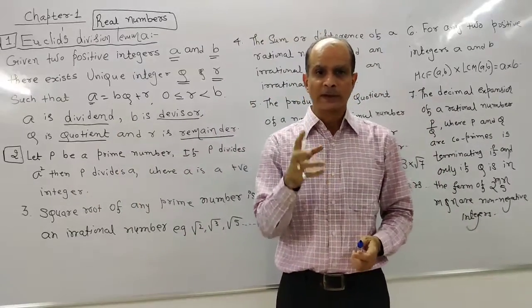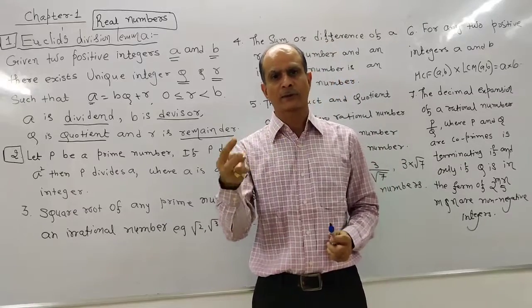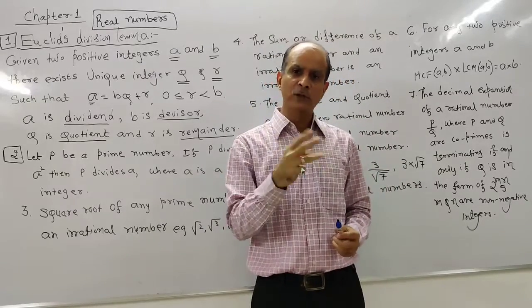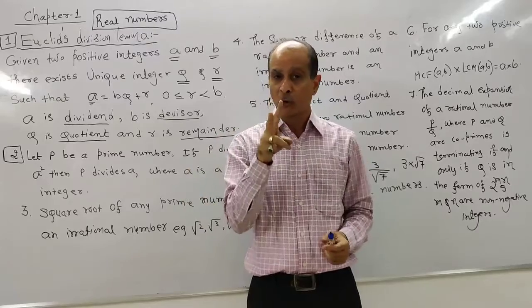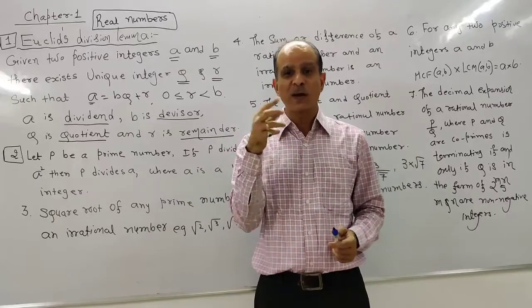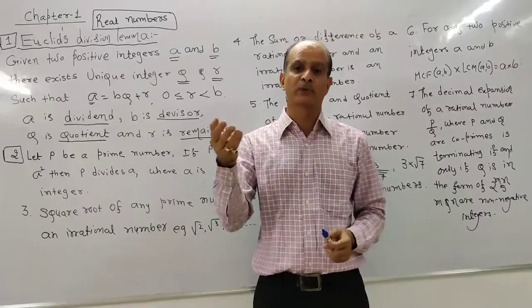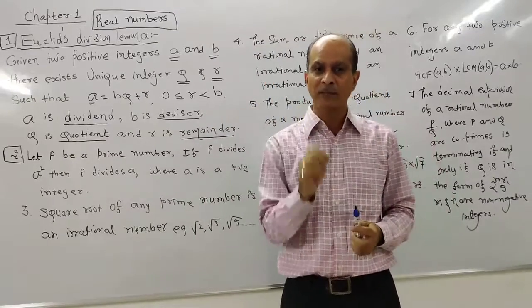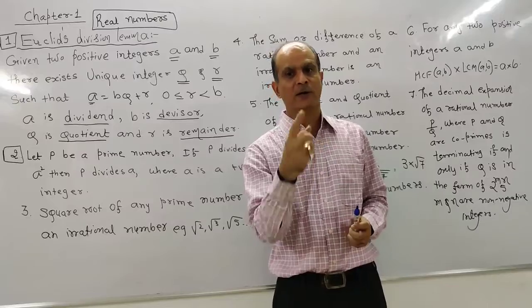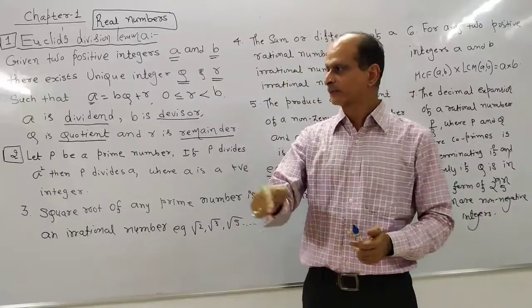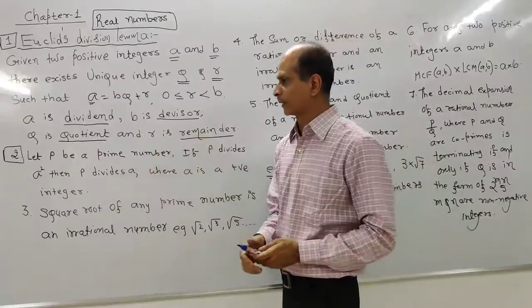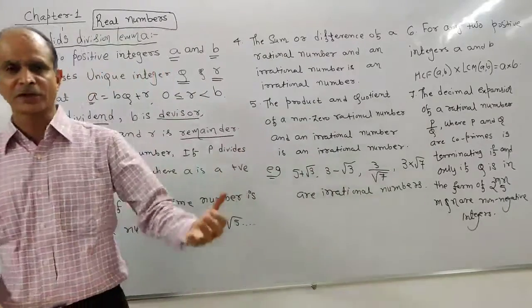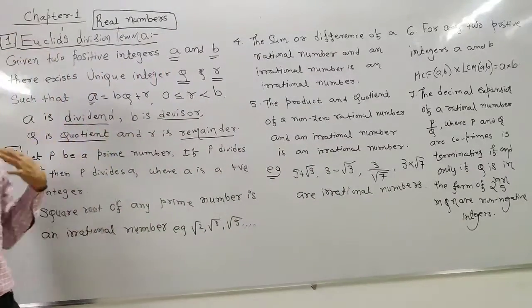So 2 has only two factors, 2 and 1. 3 has only two factors, 3 and 1. 4 has 2 twos are 4, so 1, 2 and 4, 3 factors are there. So 4 is not a prime number. A number which has only two factors, 1 and the number itself, is known as a prime number. The numbers which are not prime are known as composite numbers.